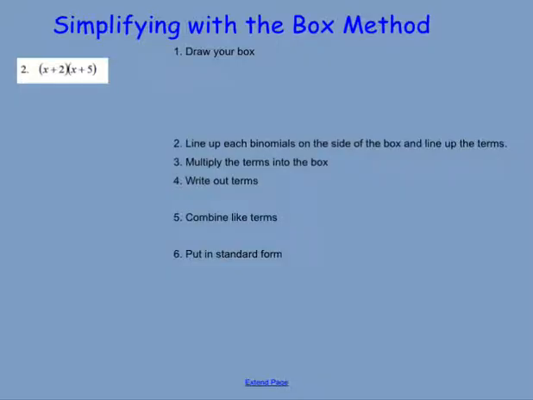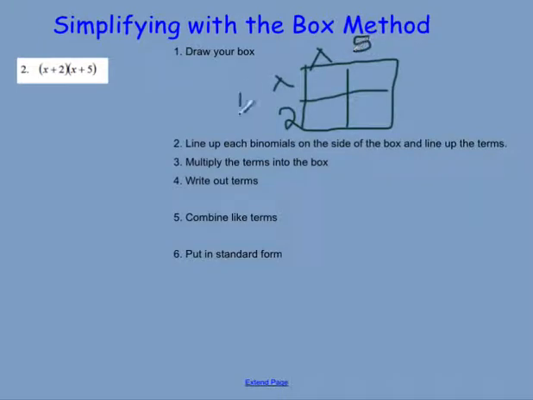Now let's take a look at the box method. So first thing you want to do is multiply out your box. So I'm going to set up my box. Since I have two binomials, I'm going to make a 2 by 2 box. So I'm going to do x plus 2 and x plus 5. It doesn't matter. You could have put x plus 5 going down that way if you wanted to. It doesn't matter how you set it up as long as the same binomial is on the same side.